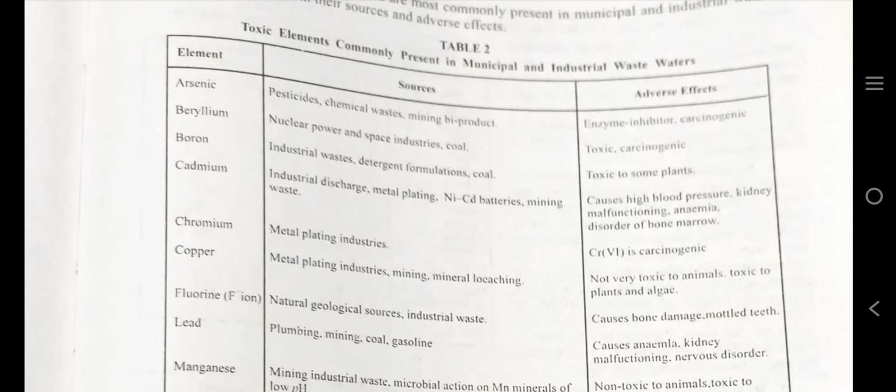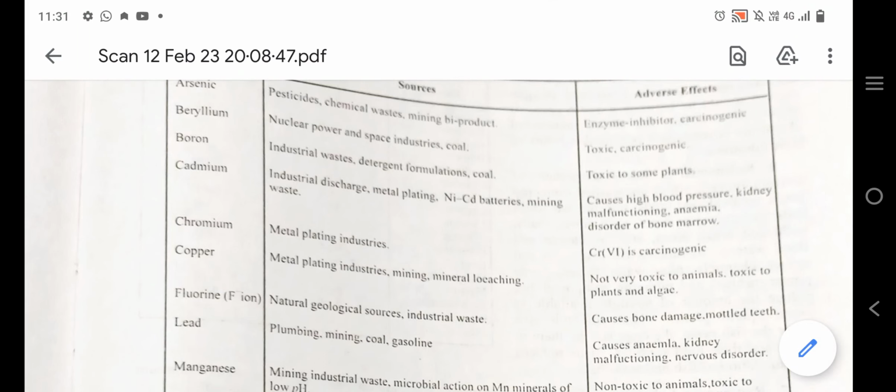Element is arsenic, sources are pesticides, chemical wastes, mining byproduct, and effects are enzyme inhibitor, carcinogenic. Element is beryllium, sources are nuclear power and space industries and coal. Adverse effect is toxic, carcinogenic.